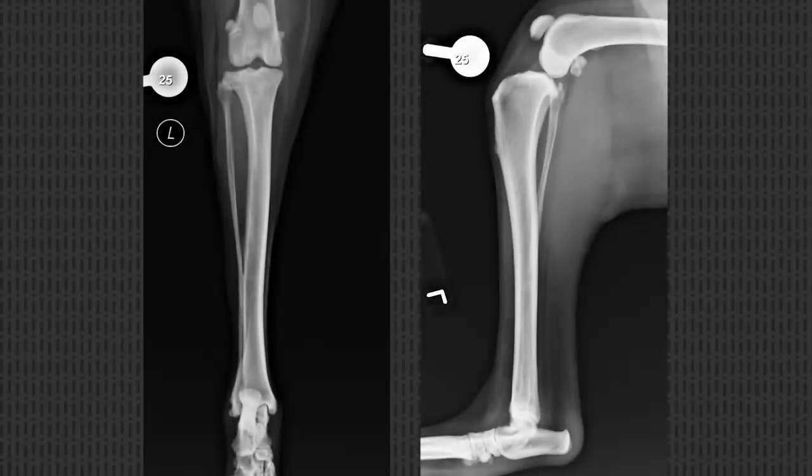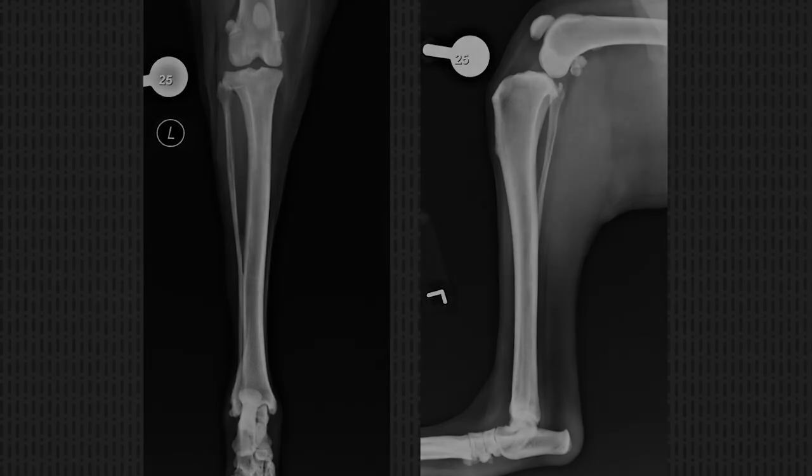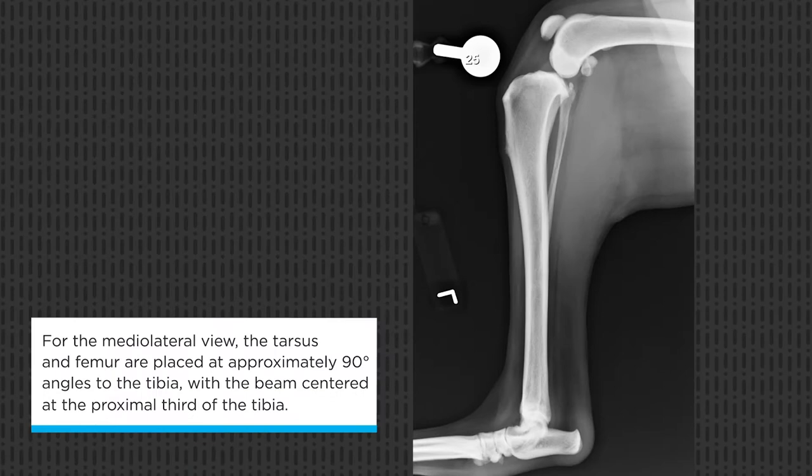Obtain two view radiographs of the affected leg. It is important to get true mediolateral and caudocranial views. For the mediolateral view, the tarsus and femur are placed at approximately 90 degree angles to the tibia, with the beam centered at the proximal third of the tibia.